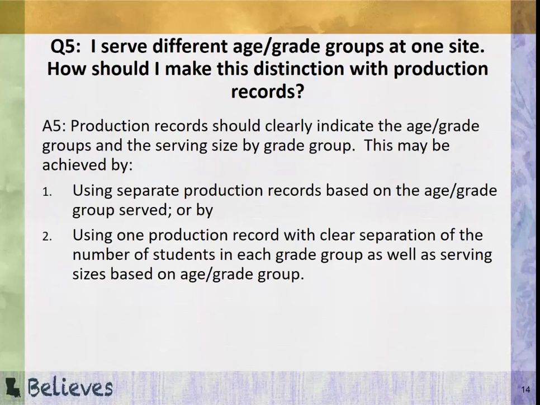This question number 5 poses a scenario where different age grade groups are served at one site. How should this distinction be made in the use of production records? The answer is that this distinction must be achieved by using separate production records based on the age grade group served, or by using one production record with a very clear separation of the number of students in each grade group, as well as this distinction for the serving sizes based on those age grade groups.